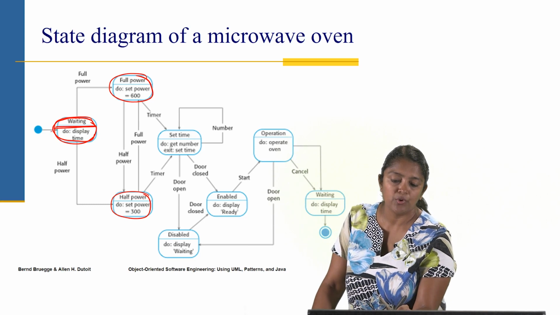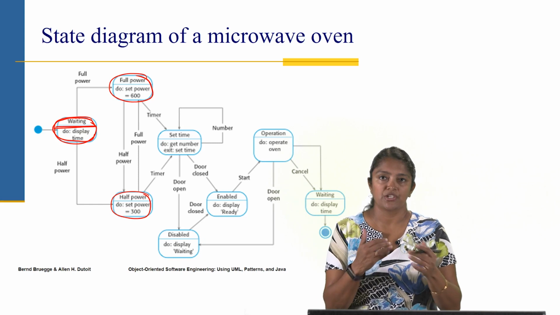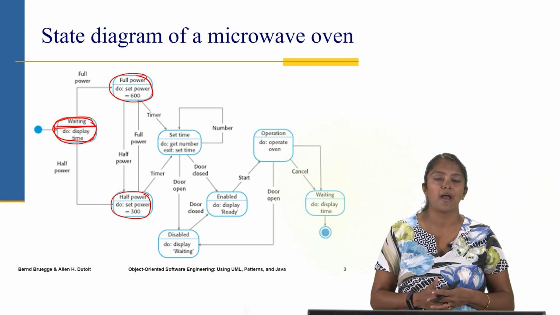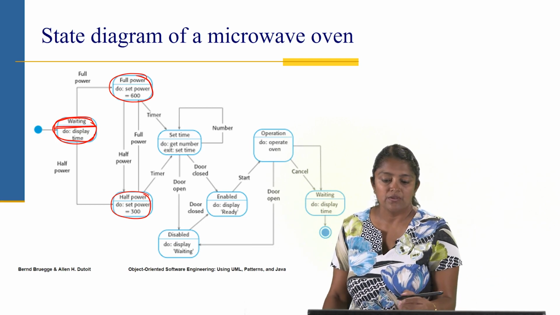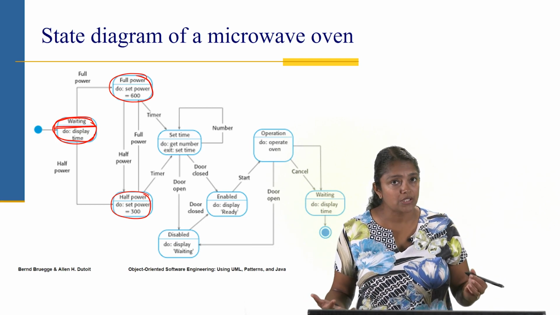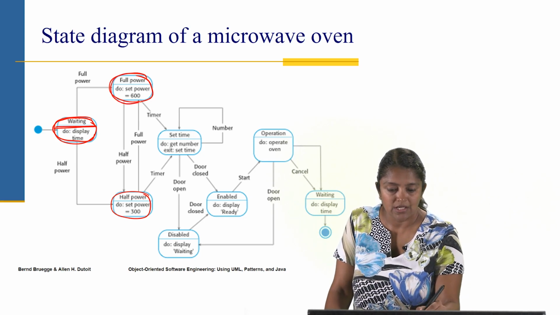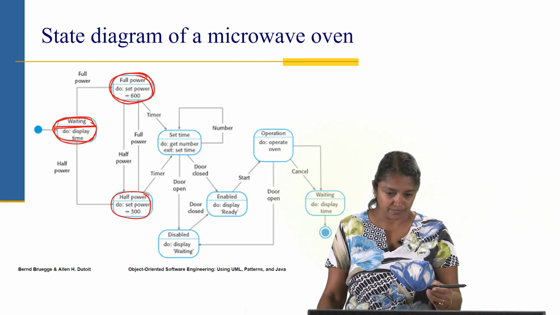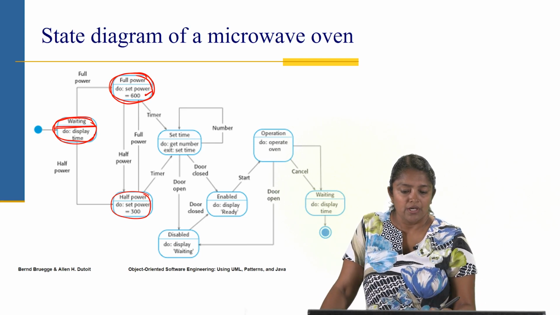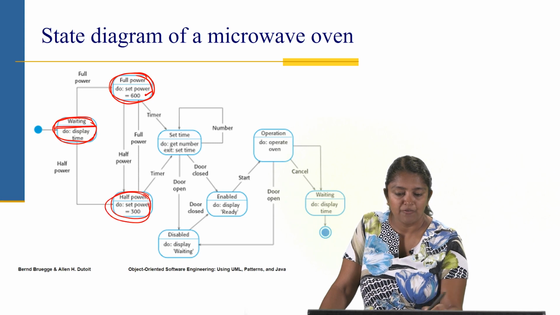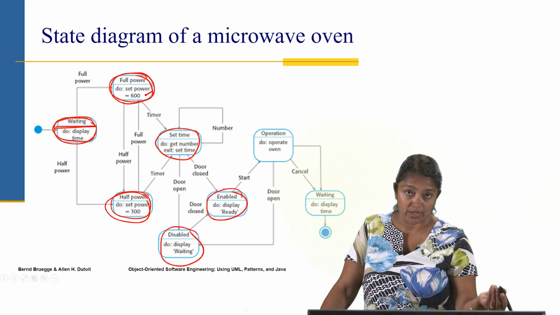Now the portion below the title of the state is for optional actions. So any kind of actions that are happening in that state can be listed over there, and it's optional. So in the waiting state, basically all it's doing is displaying the time. That's what it says. Our second state here is a full power state. So the action over there is that the power is set to 600. So similarly, there are other states like half power, set time, disabled, enabled, and so on.